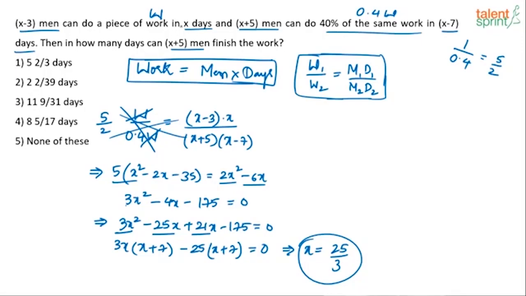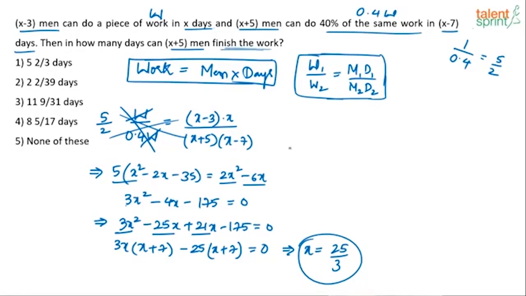See, now there is a third case. We already had case 1, case 2, and now case 3. Compare case 3 either with case 1 or case 2. So for example, if you look at case 1 and case 3, x minus 3 men, so 25 by 3 minus 3 men. Again, same thing, w1 by w2 equals 2. Or you know, right, they're doing the same work. X minus 3 men can do a piece of work in x days. Then in how many days can x plus 5 men finish the work?